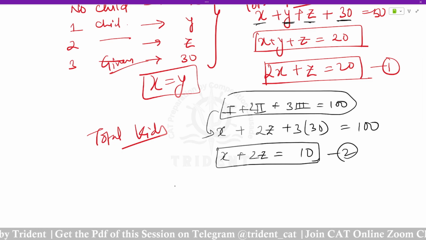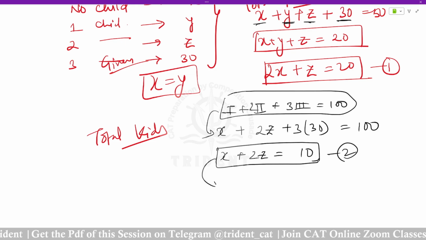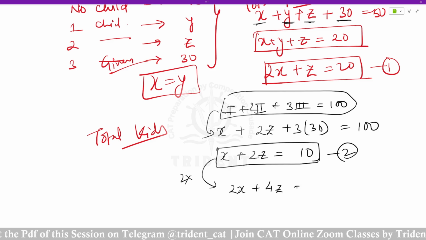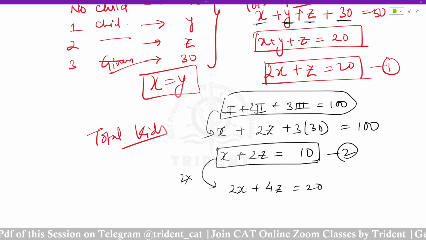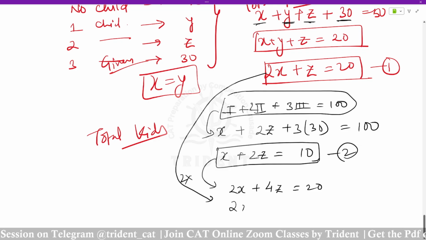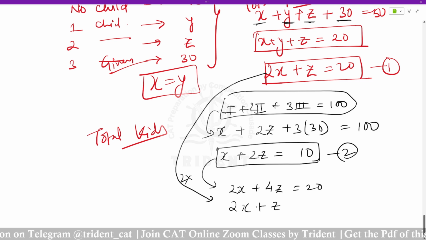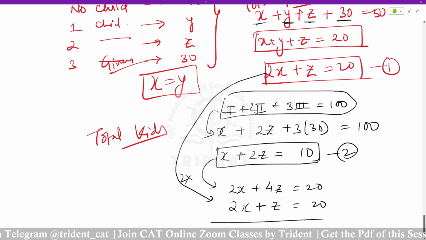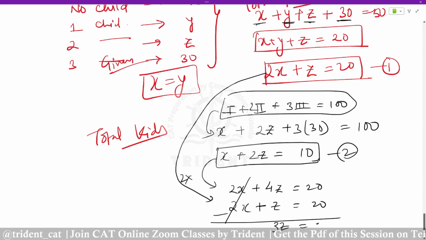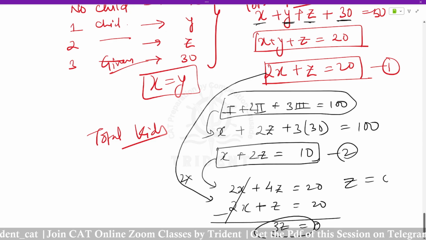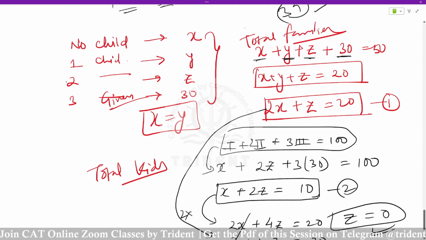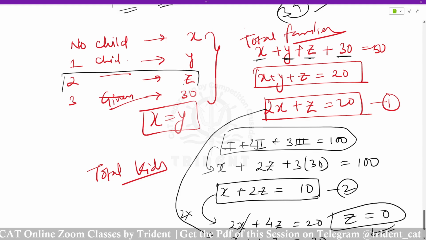If I multiply this by 2, I will be getting 2x plus 4z is equal to 20. Okay. And now using this one over here, that is 2x plus z is equal to 20. That means this cancels, 3z is equal to 0. That means z is equal to 0. ठीक है, z का वैल्यू 0 है. What is z? The number of families with two children is 0.